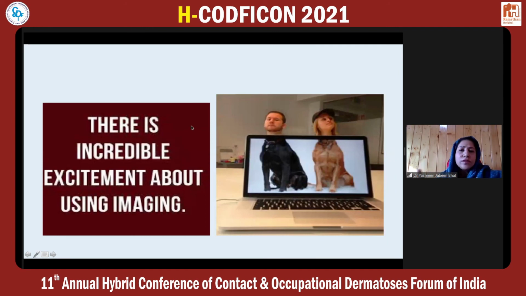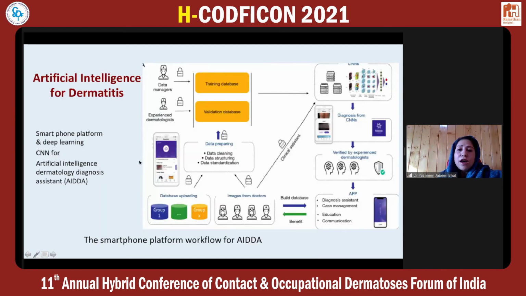Now, after showing the types of imaging which can be used for the diagnosis and evaluation of dermatitis, we know that there's incredible excitement about using imaging these days in the form of artificial intelligence. Artificial intelligence is used for dermatitis as well. This is the smartphone platform workflow for an artificial intelligence dermatology diagnosis assistant. This is how the convolutional neural network is being used for development of these software tools, and it has been used in case of dermatitis as well.